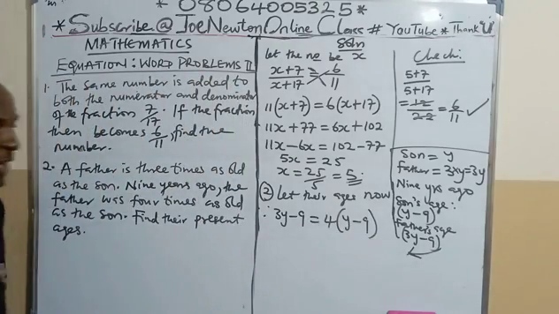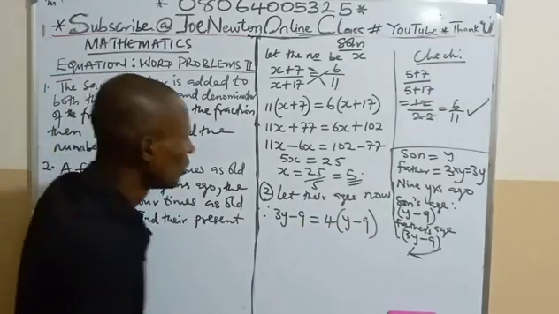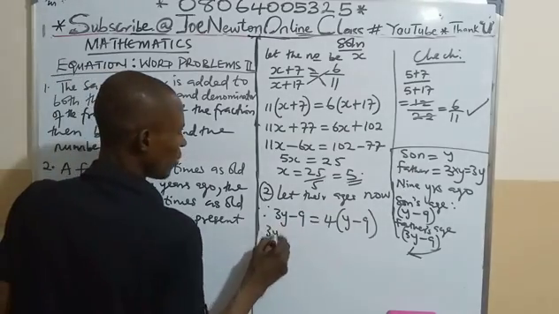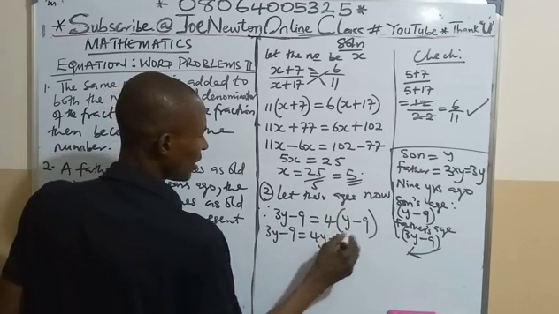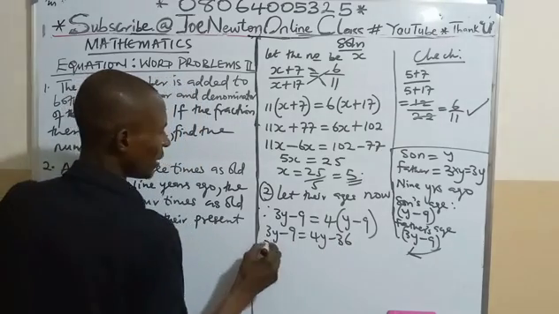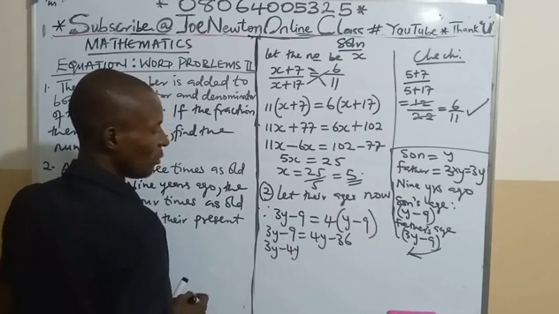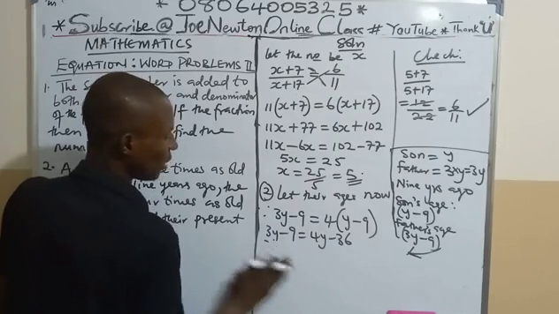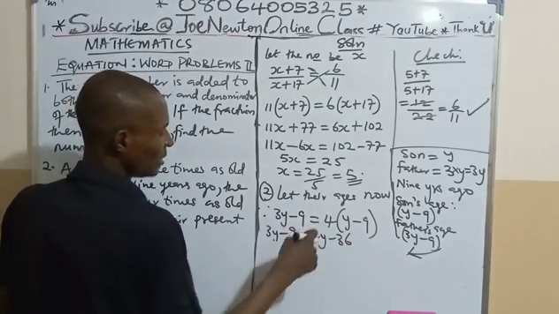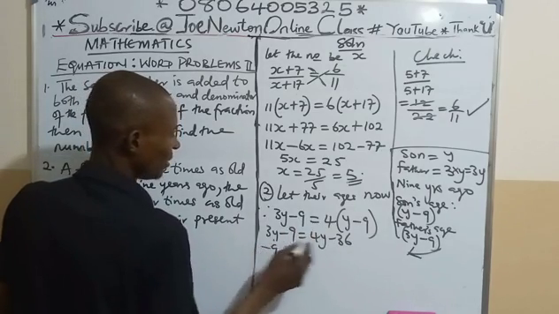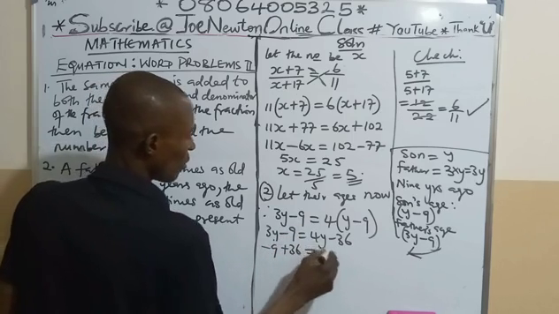So that is it. 9 years ago, the father's age is equal to 4 times the son's age at that time. So we now evaluate this. 3y minus 9 equals 4 times y, 4y, 4 times minus 9, minus 36. So you can now take this one this side, and this one this side. So minus 9, when minus 36 comes over, becomes plus 36 equals 4y.